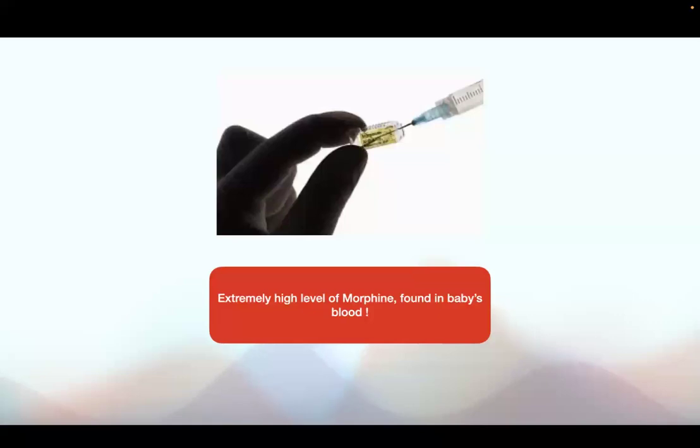I think in the very first lecture we discussed the CYP2D6 enzyme, which is responsible for converting codeine into morphine. You can connect the dots here. The mother should be in the ultra rapid metabolizer category, so on a normal dose, what happened in her body is that codeine was getting converted into excessive morphine, and that can be transferred by lactation or breastfeeding to the child, and that became the reason behind the child's death. So an extremely high level of morphine was found in the baby's blood.